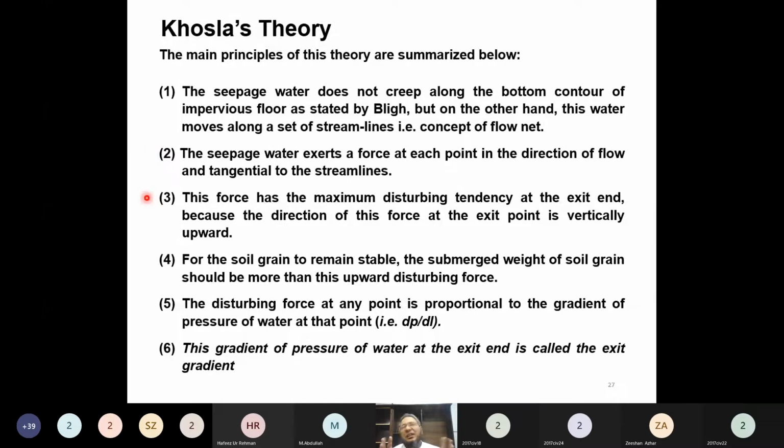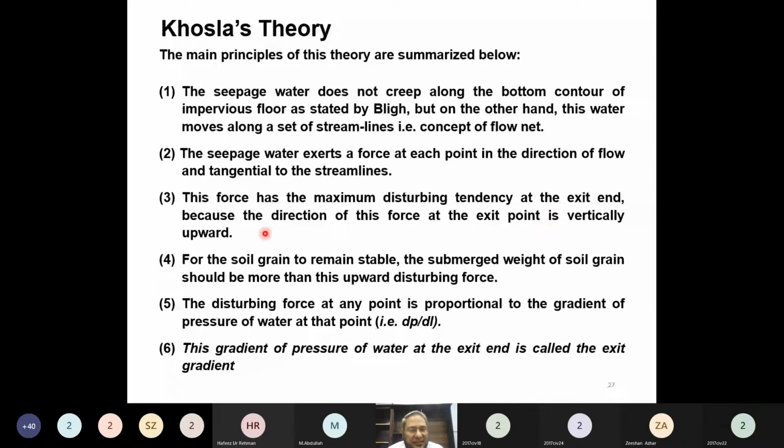Number three, and this is very logical. Number three, the force has the maximum disturbing tendency. Which force? Seepage force. Where does it have maximum disturbing tendency? At the exit end. By the way, at the exit end of the downstream concrete floor, what do we provide? Sir, we provide the sheet pile. We provide a downstream sheet pile. Because the direction of this force at the exit point is vertically upward.